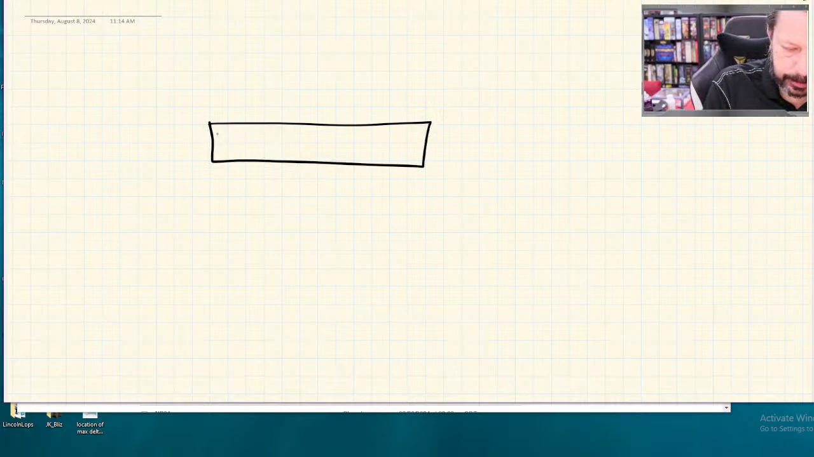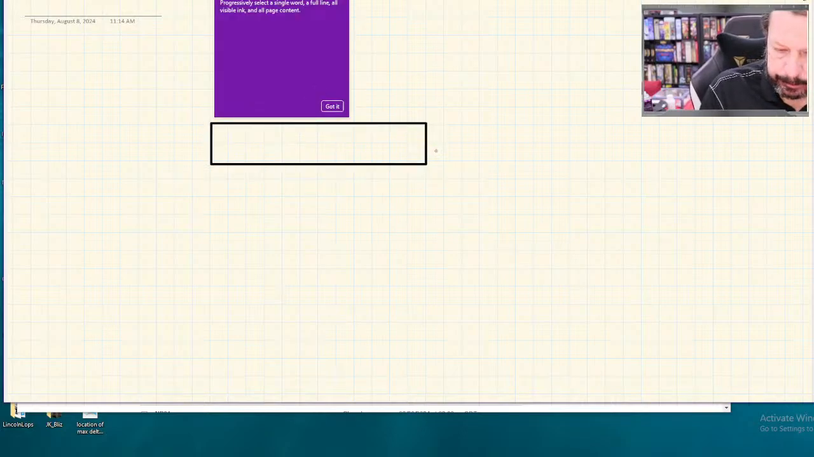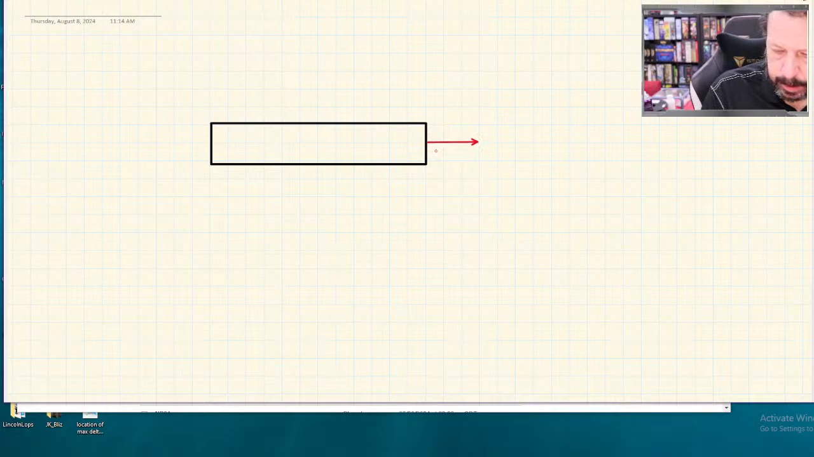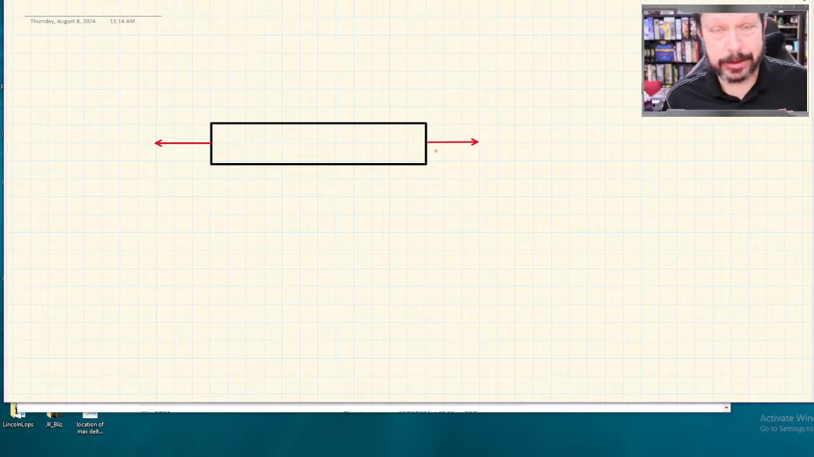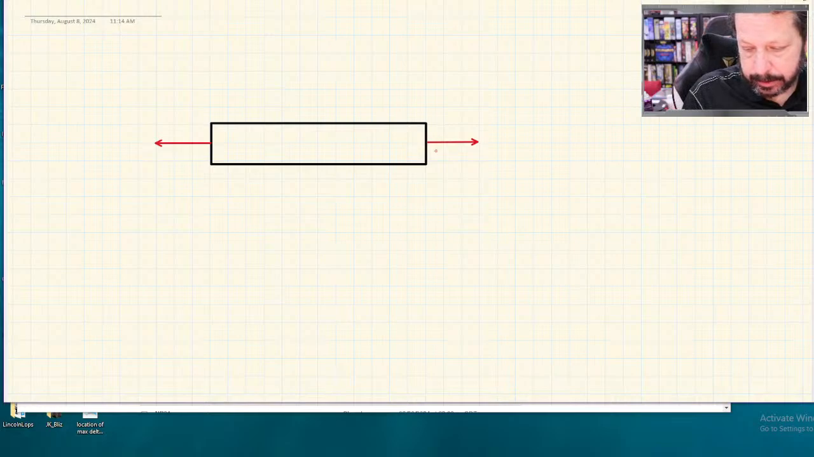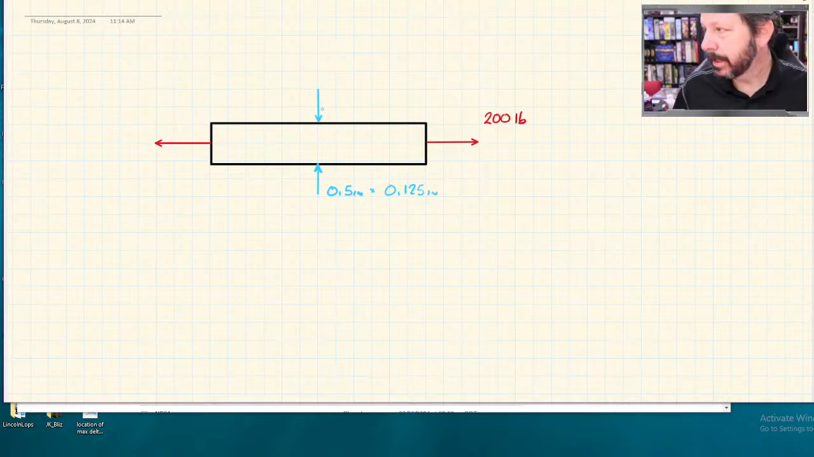Here's a really simple one where we've got a bar of some sort, and there's some kind of axial force on the bar. Let's just put numbers in here. This is 200 pounds, and let's say that this bar is half an inch wide, and 1/8 of an inch thick. So it's a rectangular cross section.